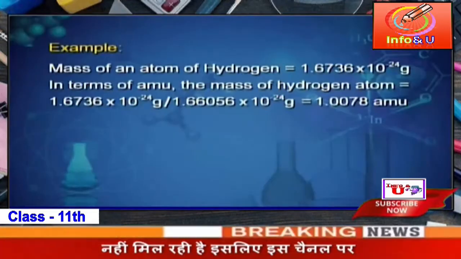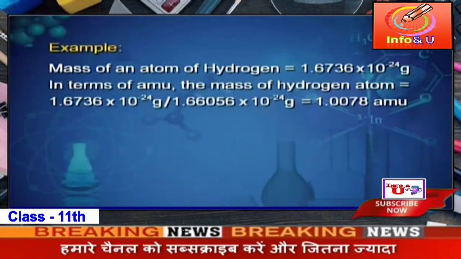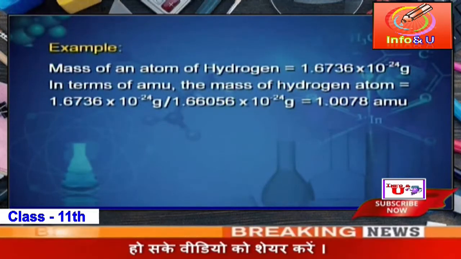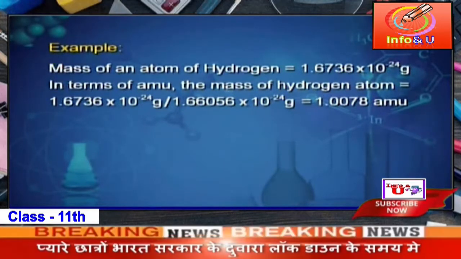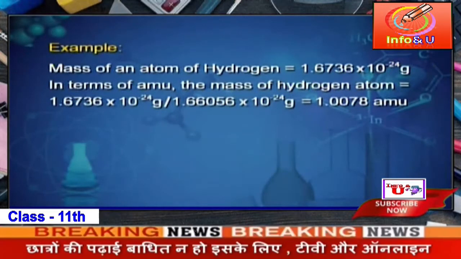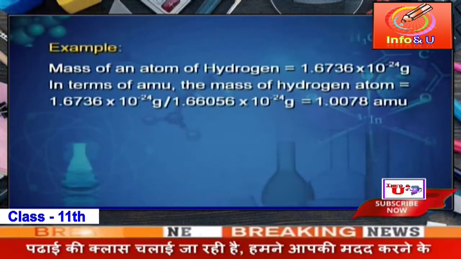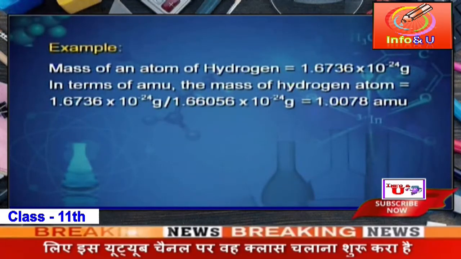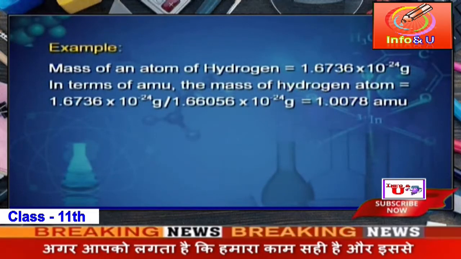Example: the mass of an atom of hydrogen is equal to 1.6736 × 10^-24 gram. In terms of AMU, the mass of a hydrogen atom is equal to 1.6736 × 10^-24 gram divided by 1.66056 × 10^-24 gram. So that will equal 1.0078 AMU, atomic mass unit.